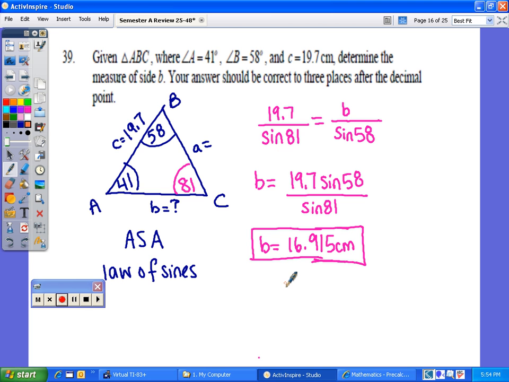And make sure if they tell you to go to 3 decimal places, that you are to 3 decimal places. And make sure that you are in degree mode.